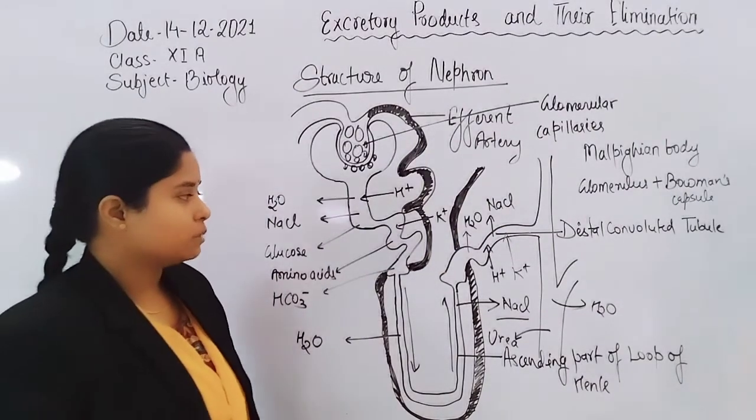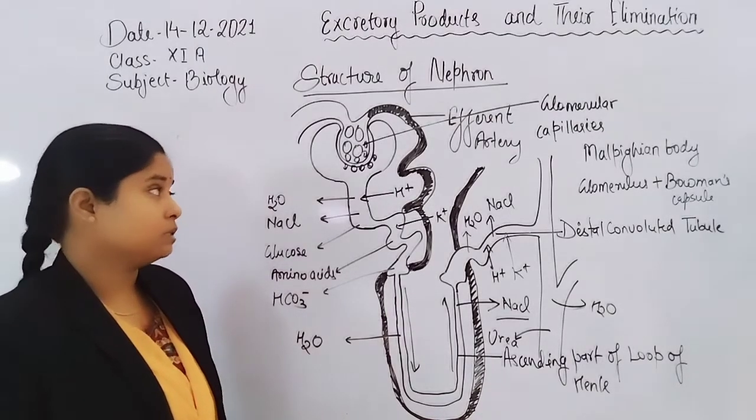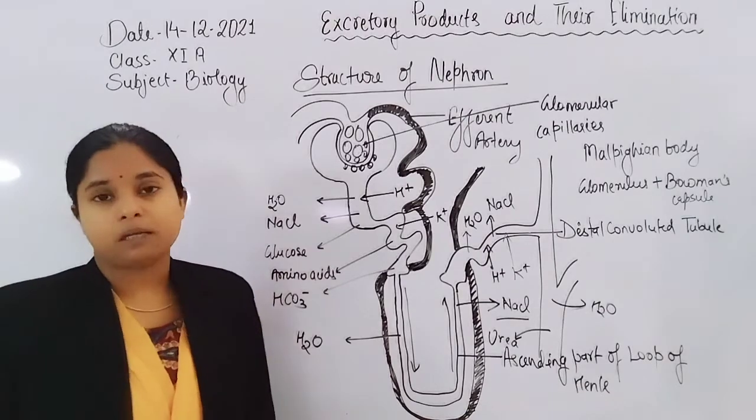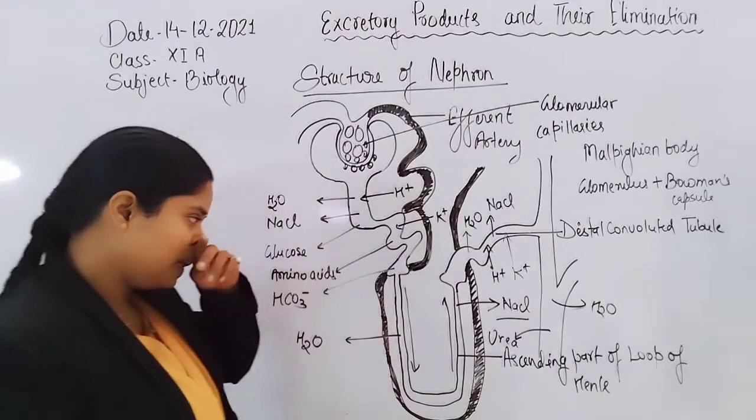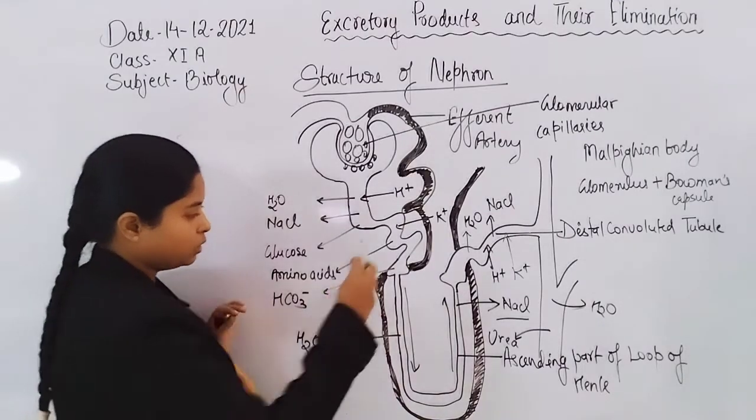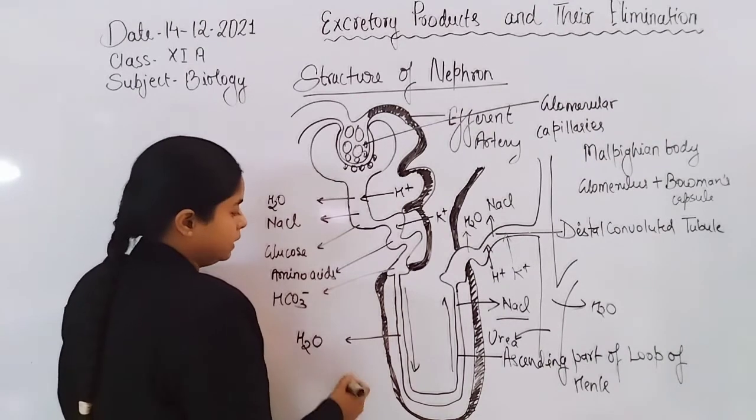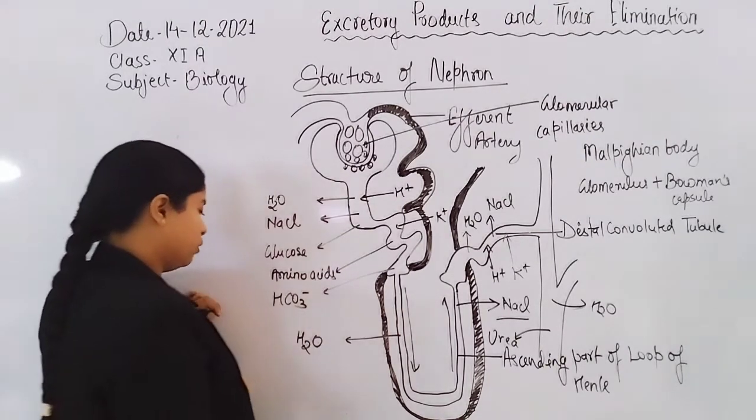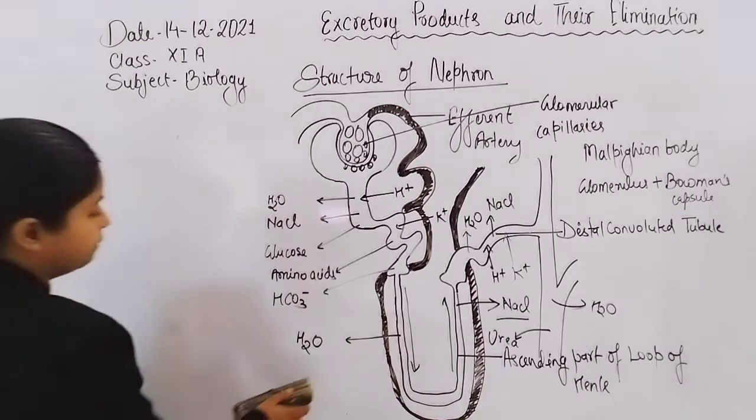Now let us discuss the countercurrent mechanism. What is the countercurrent mechanism? The countercurrent mechanism simply takes place between the loop of Henle and the vasa recta. The countercurrent mechanism is carried out between the loop of Henle and the vasa recta.